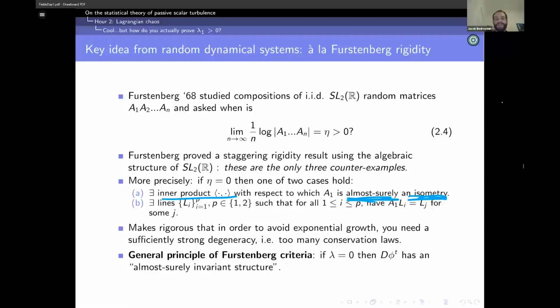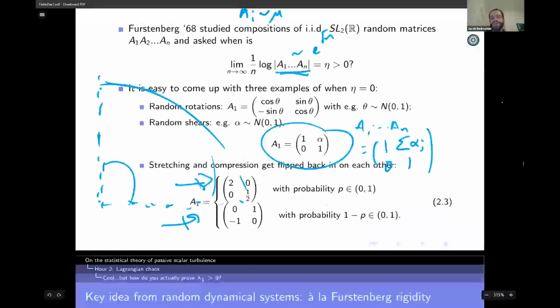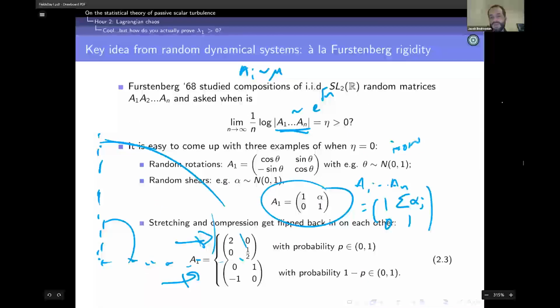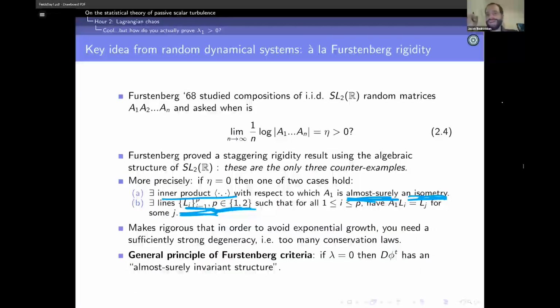And then the other case is that there's a deterministic number, which is either 1 or 2 in 2 dimensions, and again a deterministic set of lines, such that these lines are just permuted. And so you can see these 3 examples. This is the isometry case. This is the case where you have 1 line, and this is the case where you have 2 lines. And in 2 dimensions, up to changes of variables, that's it. Those are the only counterexamples. Every other random measure on SL2 will have a positive Lyapunov exponent in this sense.